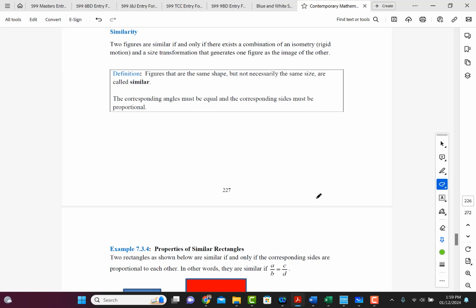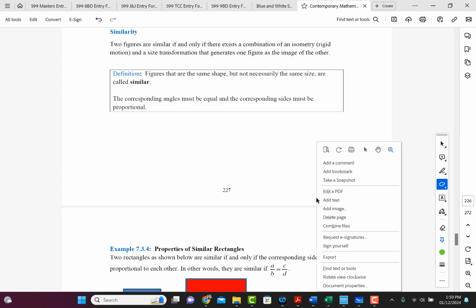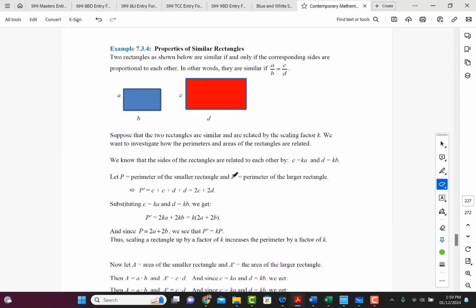Congruence means that they are the same size and the same shape. That means they have the same angles, same angle measures, and the same side measures. Similarity requires only that they have the same shape, but not necessarily the same size. So if they're similar, the corresponding angles must be equal, and the corresponding sides must be proportional, like I was saying before. Let's look at an example here.